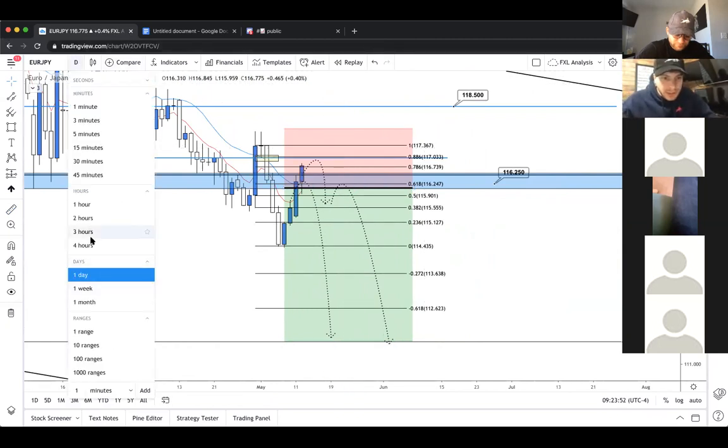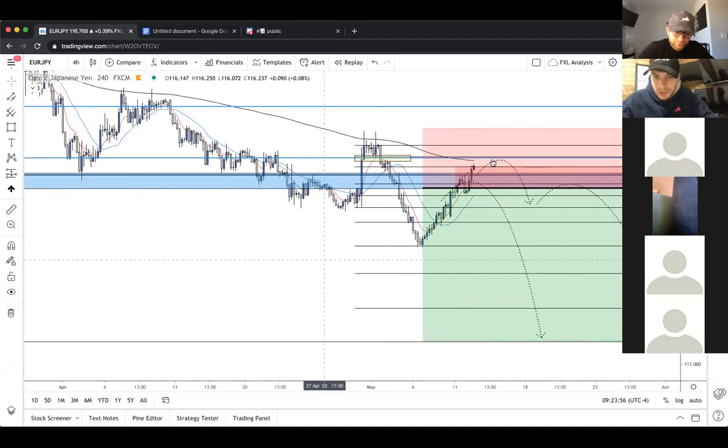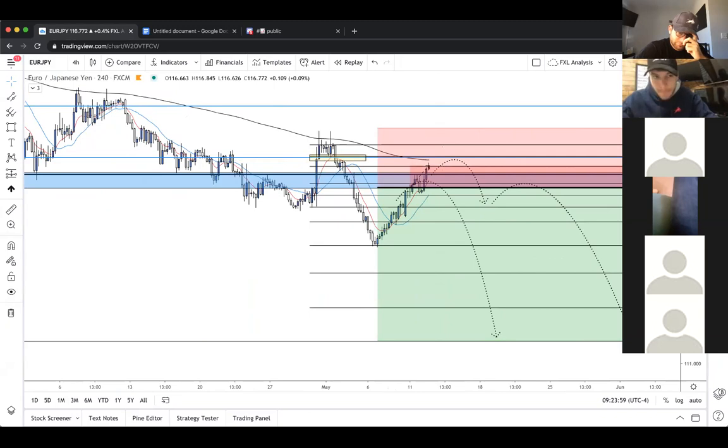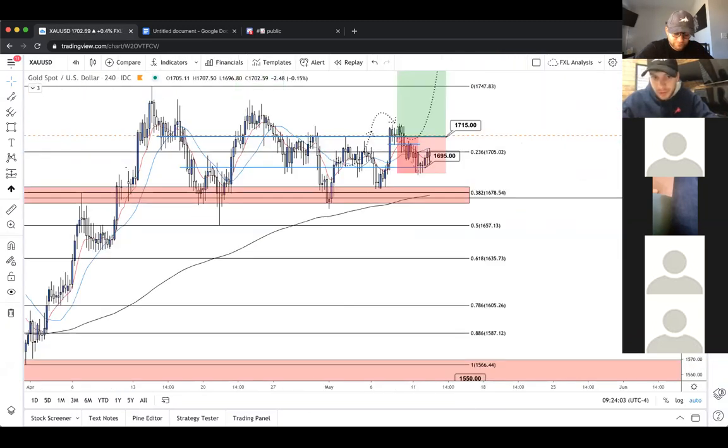So yeah, this is looking definitely bearish overall, so I'll be looking for those confirmations at this current level. That's EJ, and then I've got gold for you guys, because everyone likes looking at gold.